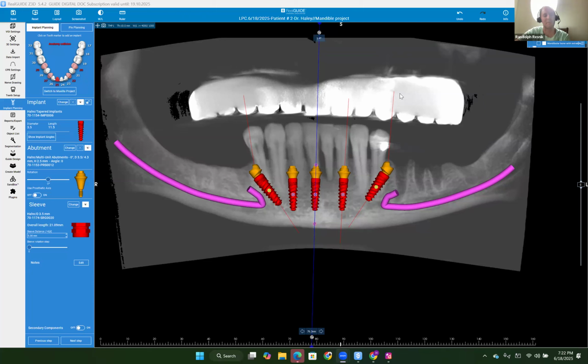You're just going to have to see if he's able to tolerate sitting in the chair for the amount of time needed. Right. Thank you so much. Yeah, great case, Doc. Great case.